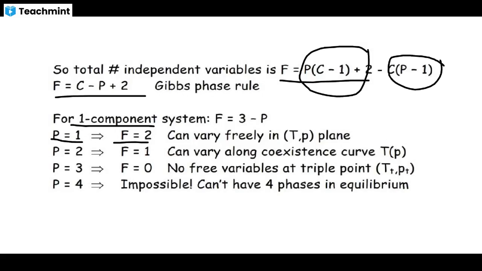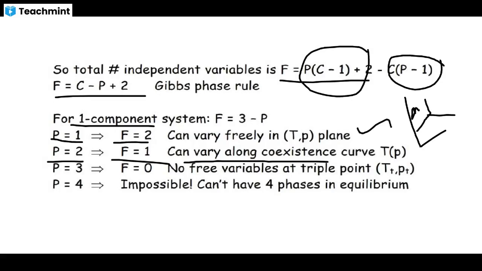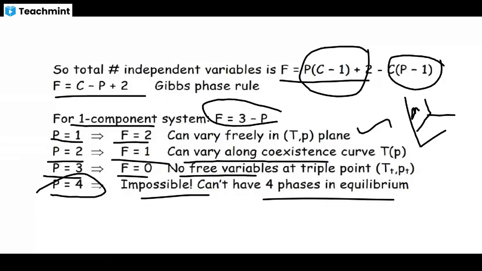Then you can vary temperature and pressure in a plane. If you take the water phase diagram, in one phase region you can vary temperature and pressure. If phase equals 2, F is equal to 1, and you move along the coexistence curve. If P equals 3, F is equal to 0. With component equal to 1, 1 plus 2 equals 3, so we reduce the formula to 3 minus P. No free variables: at the triple point, you cannot vary temperature and pressure to maintain the triple point. So only 1 point. Phase equal to 4 is impossible for a one component system; 4 phases cannot be in equilibrium.